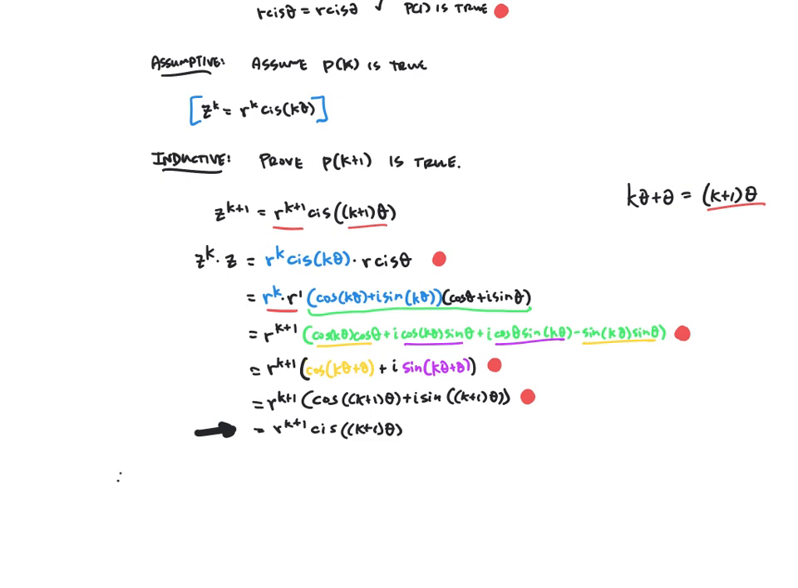So we would say, therefore, since p of 1 and p of k plus 1 are true, then p of n is true for all n in z plus by mathematical induction. Okay, like I said, allocate a mark there, and you got a 6-mark question.